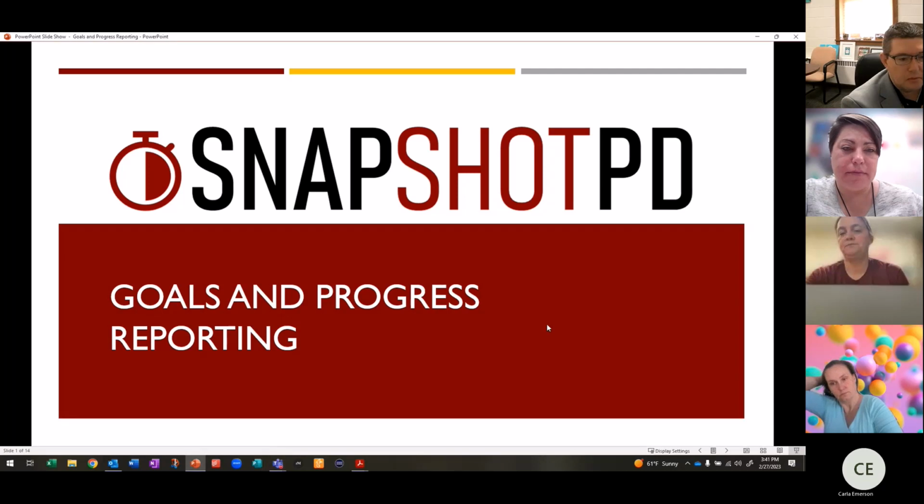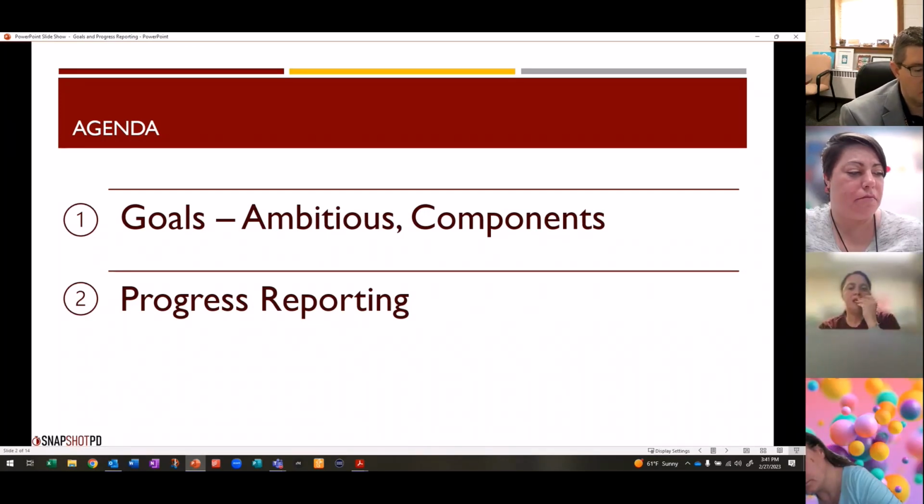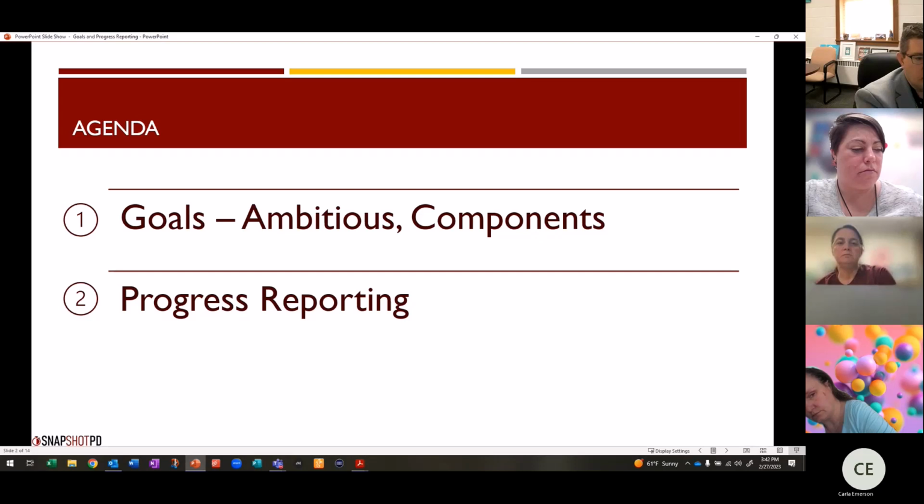Today's Snapshot PD is going to touch on two things: goals, including the thought of ambitious goals, the different components of goals, and what to consider as we're writing goals. And then we're going to move into progress reporting, which obviously these two are very related.